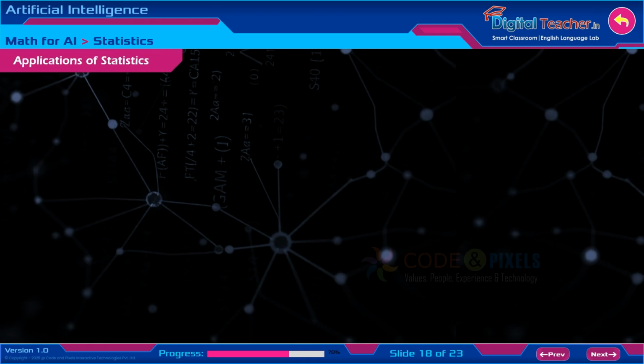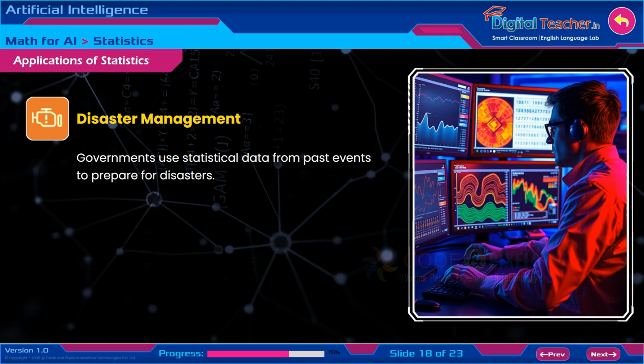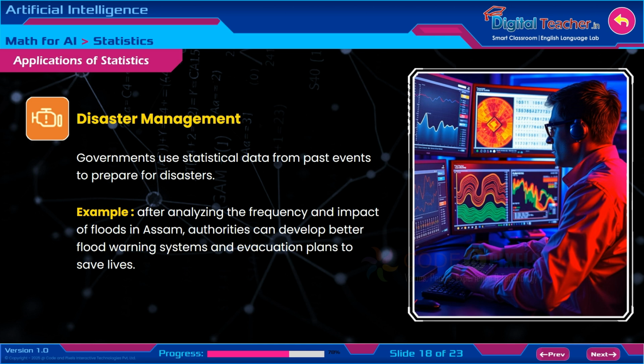Applications of statistics. Disaster management. Governments use statistical data from past events to prepare for disasters. For example, after analyzing the frequency and impact of floods in Assam, authorities can develop better flood warning systems and evacuation plans to save lives.